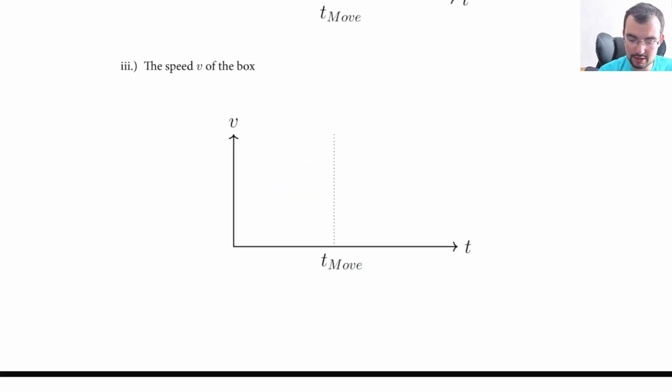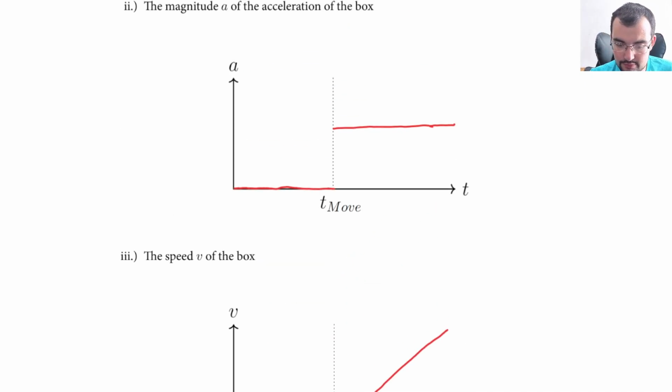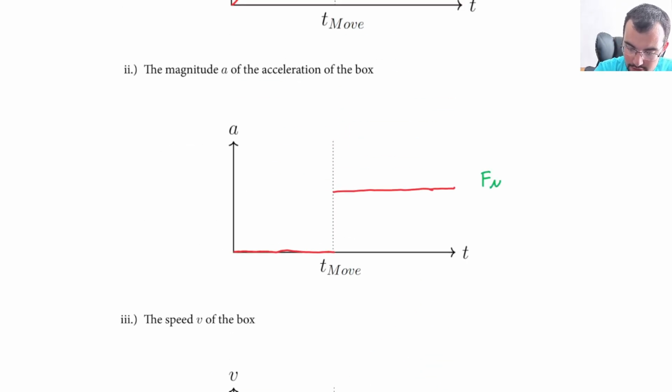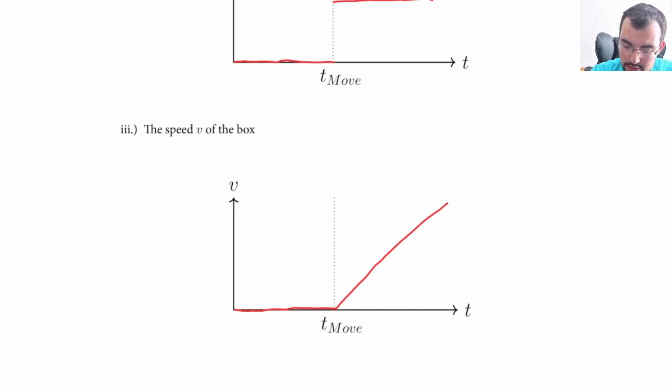And what would be the speed of the box? Not moving, not moving, not moving. And then we have a constant acceleration, so our velocity goes up by the same amount every second, meaning it is linear. So why do we know this? It's because F net equals constant. So this is because a, which is the slope of this graph, is constant.